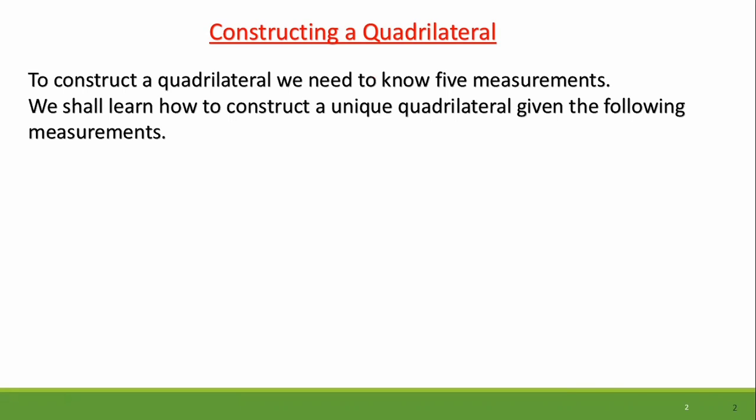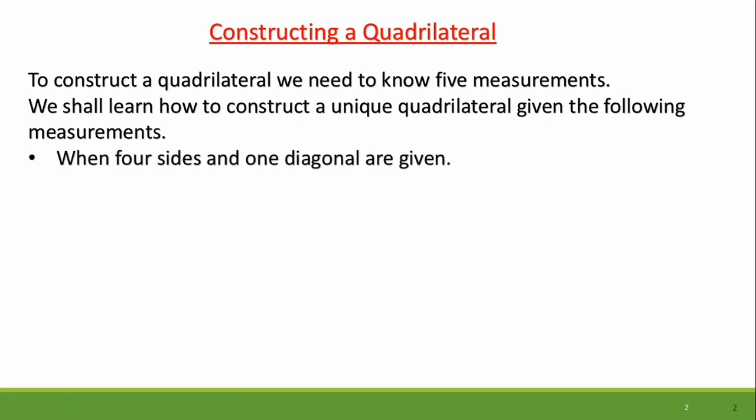You have learned how to draw triangles in class 7. We require only 3 measurements to draw a unique triangle. But to construct a quadrilateral, we need to know 5 measurements. We shall learn how to construct a unique quadrilateral given the following measurements.